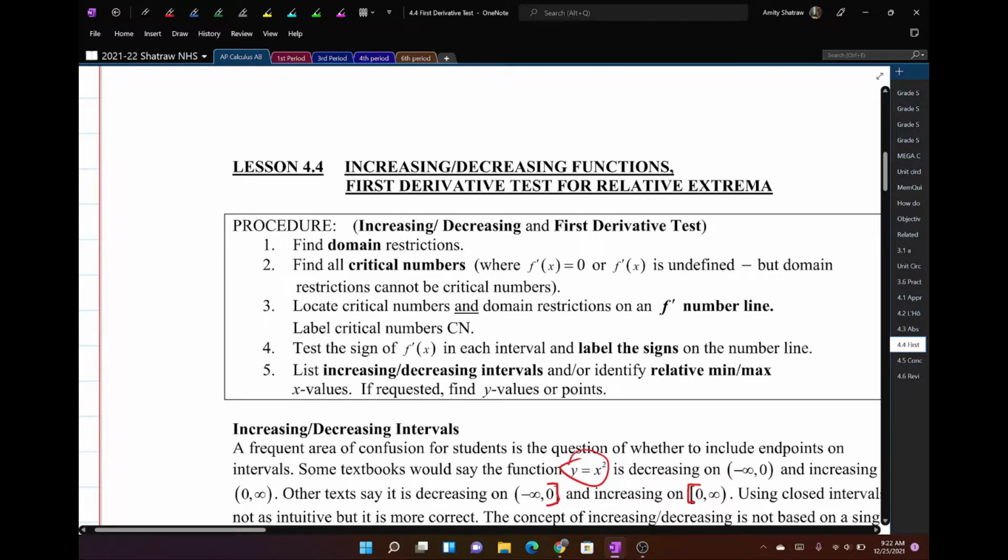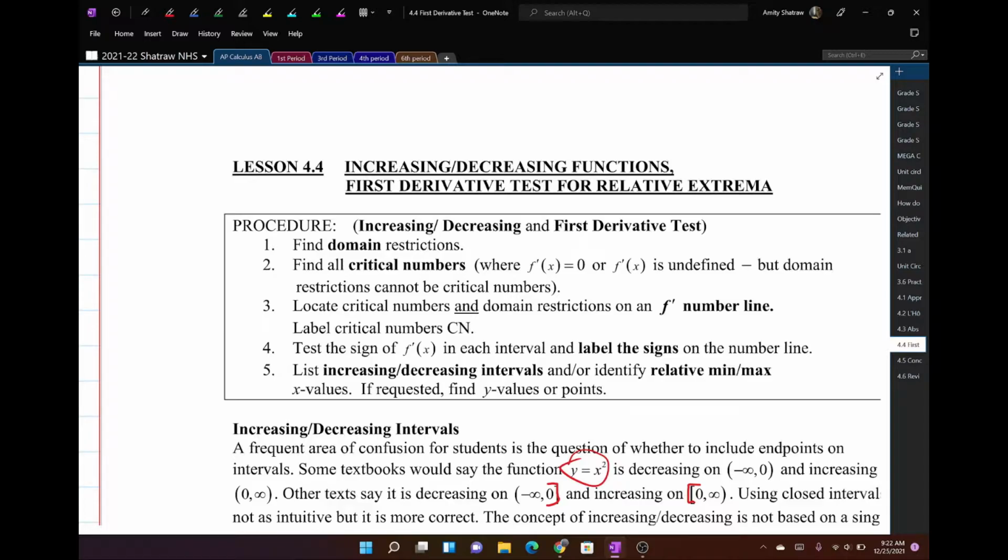Hello everybody, welcome to lesson 4.4, which explains increasing and decreasing functions and the first derivative test for relative extrema, meaning we are going to learn how to use calculus tools in order to find whether or not a function is increasing or a function is decreasing.